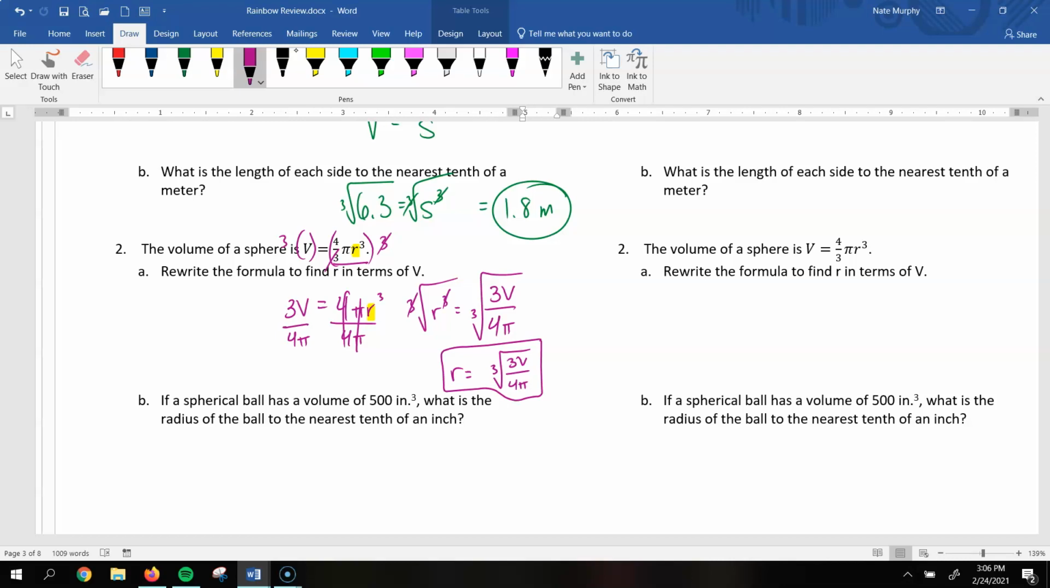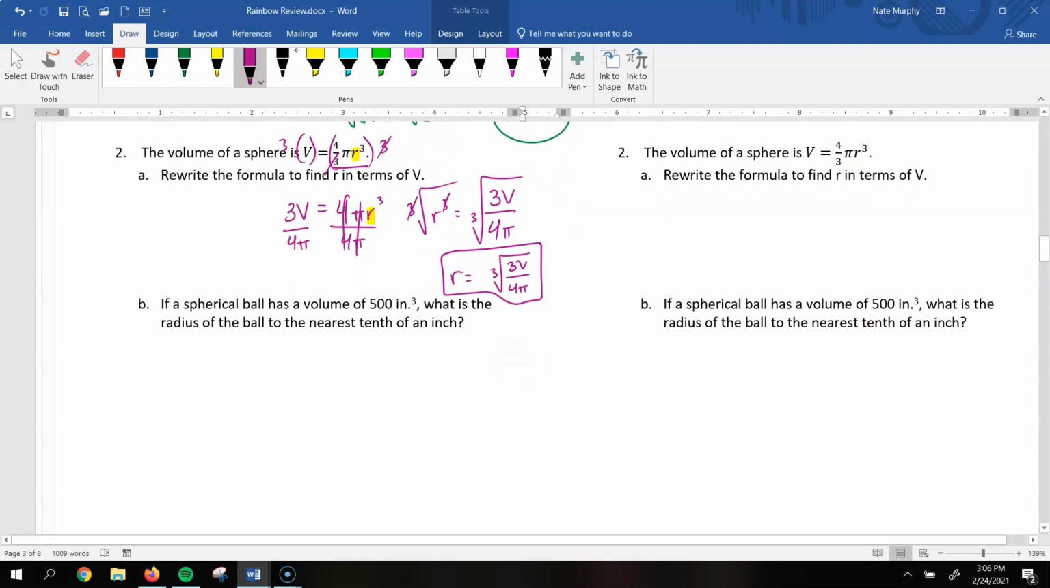So now we can use that answer from 2a to answer 2b. It says if a spherical ball has a volume of 500 cubic inches, what is the radius of the ball to the nearest tenth of an inch? So we have the formula now that we need to answer that question. To find the radius, we're simply going to take the cubed root of 3 times that volume, which is 500, divided by 4 pi.